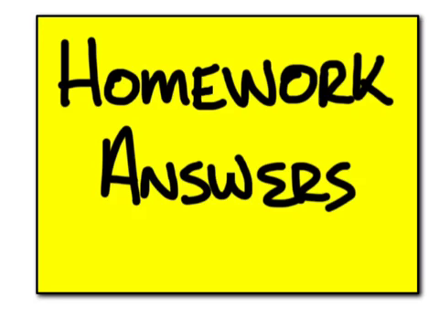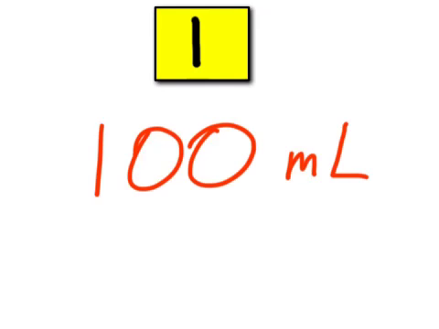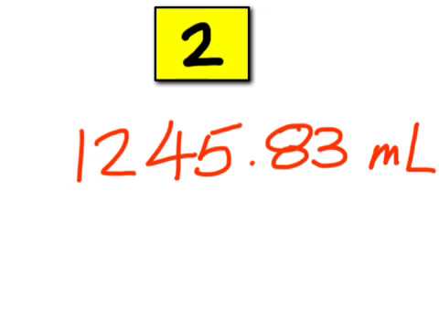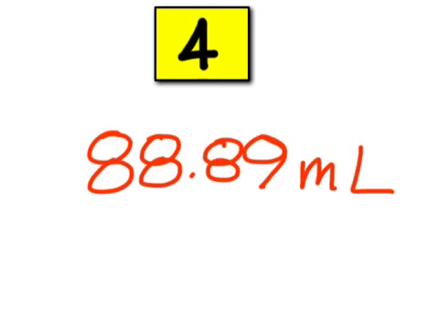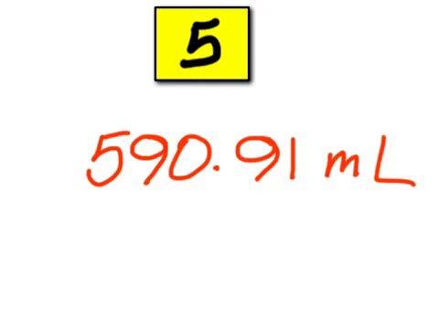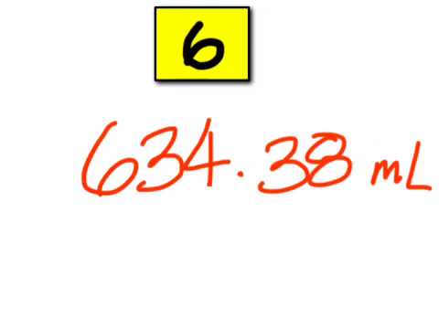All right, the answers for the homework. 1 is 100. Number 2 is 1245.83. 3 is 241.67. 4 is 88.89. 5 is 590.91. 6 is 634.38.